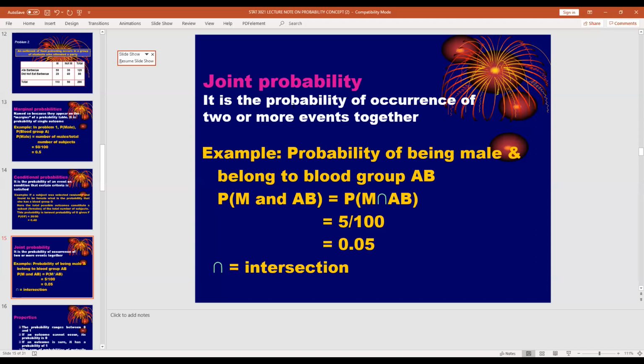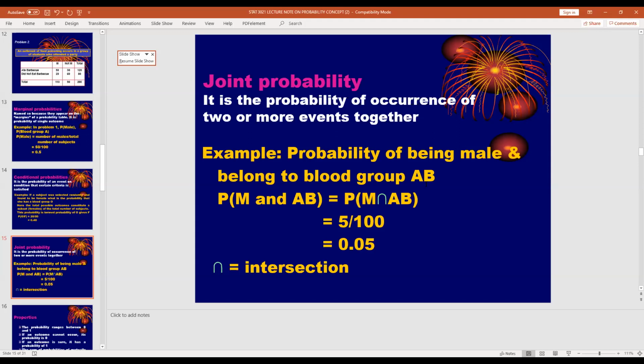Now, if we want to look at an example based on what we have done: find the probability of being a male and belonging to blood group AB. Please look at the way this question is asked. It is different from the way the question was asked under conditional probability. In conditional probability, you have the word given. But when you are talking about joint probability, you have the word and, A-N-D. What is the probability of being a male and belonging to group AB?